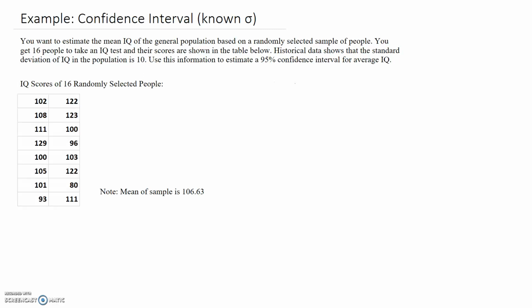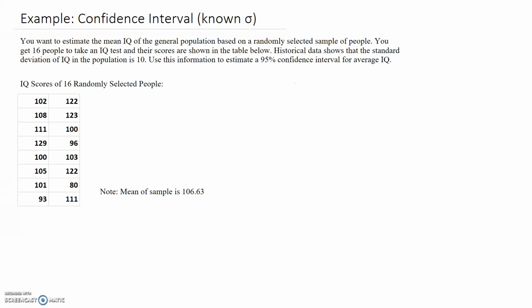So you want to estimate the mean IQ of the general population based on a randomly selected sample of people. You get 16 people to take an IQ test, and their scores are shown in the table below. Historical data shows that the standard deviation of IQ in the population is 10, and we need to use this information to estimate a 95% confidence interval for average IQ.